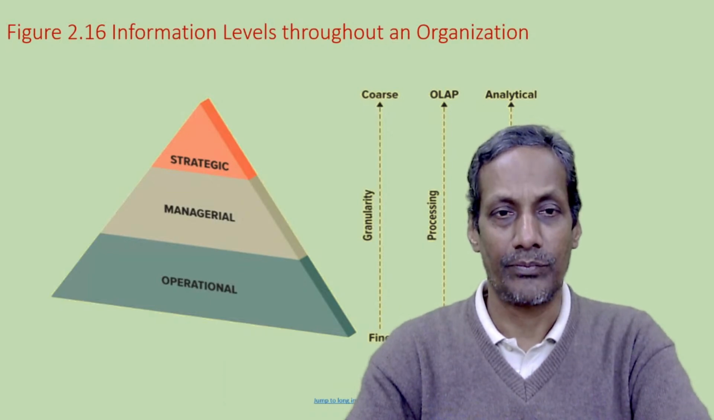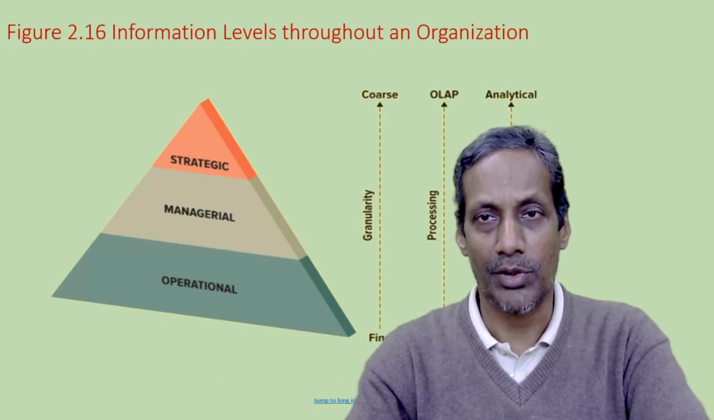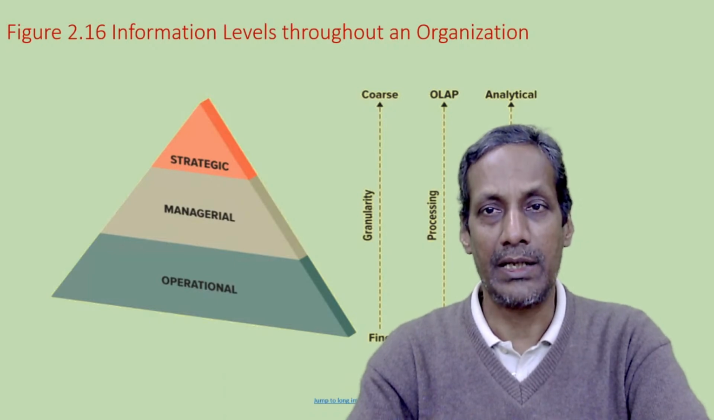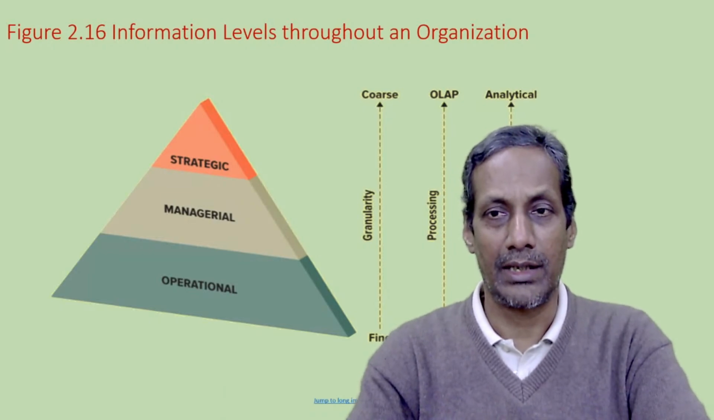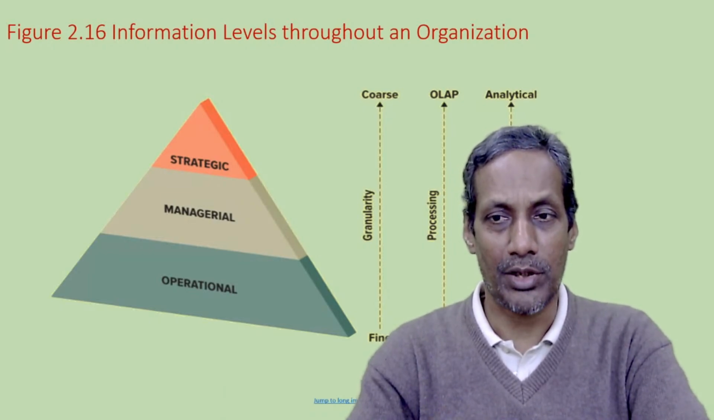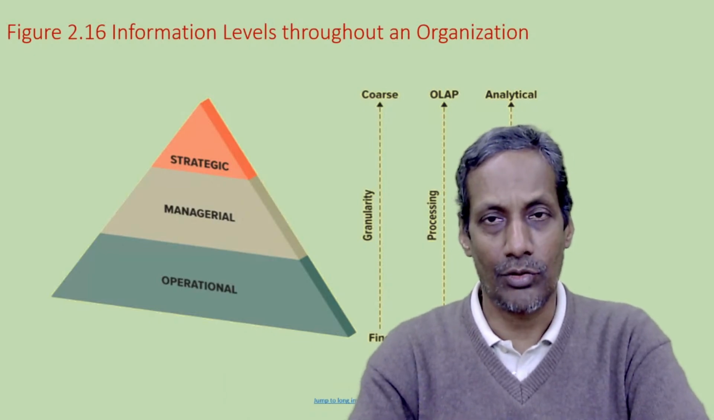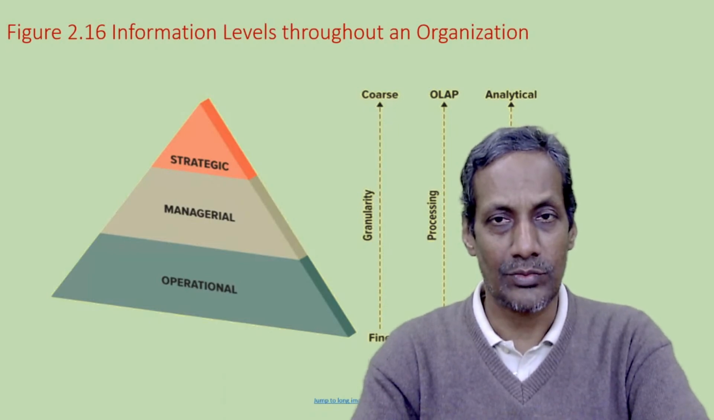The processing at the bottom level is basically OLTP, online transaction processing, but at the top level, it's online analytical processing, where intelligence is incorporated into the system. At the bottom level, the processes are transactional, but at the top level, they are analytical. So we are looking forward to information systems which can support our managers in these 3 levels. And this is what this particular slide shows, the various information levels throughout an organization.